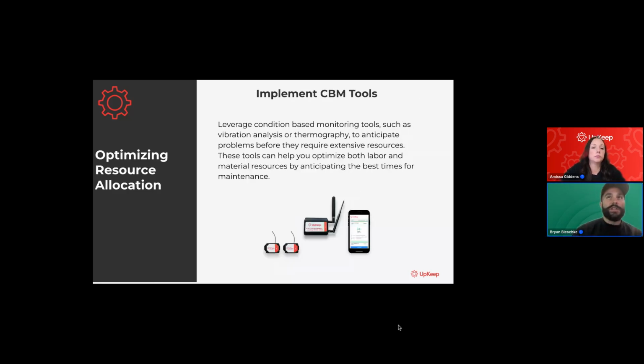All right. And implement condition-based maintenance tools, right? Leveraging condition-based maintenance. You guys know all of them, right? You can optimize both labor and materials by anticipating times for maintenance. If you don't need to touch something all the time, or maybe it's in a risky situation, but you want to keep an eye on it, talk about implementing condition-based maintenance tools.